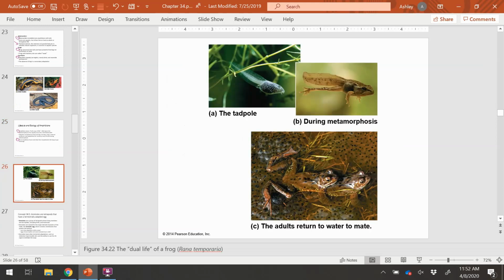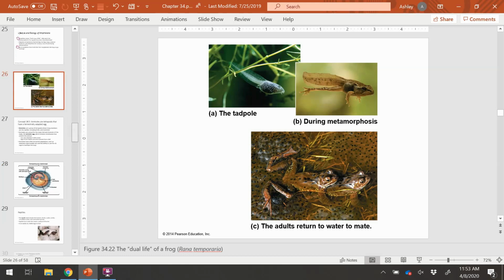All right, and so looking at the tadpole, you can see its nice long tail, very thick, round body, not any appendages yet. And then during metamorphosis, it develops the legs, the eyes, the external eardrum. And then eventually it becomes an adult that can go onto land, but returns to the water to mate and produce eggs.